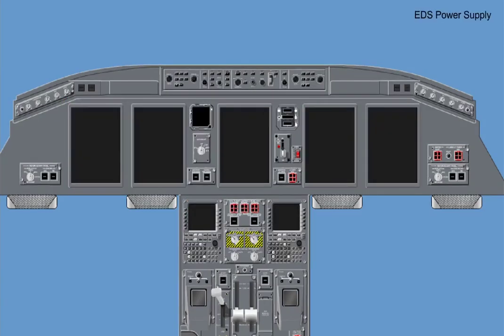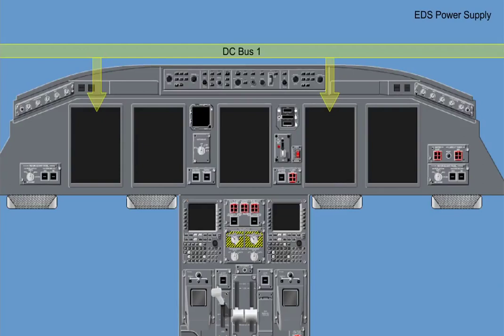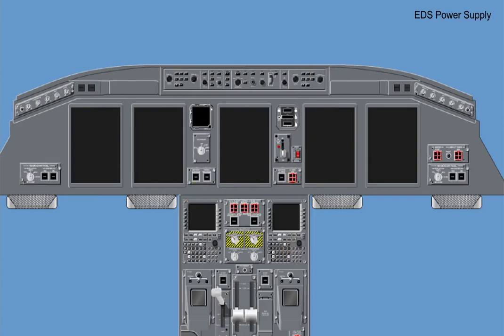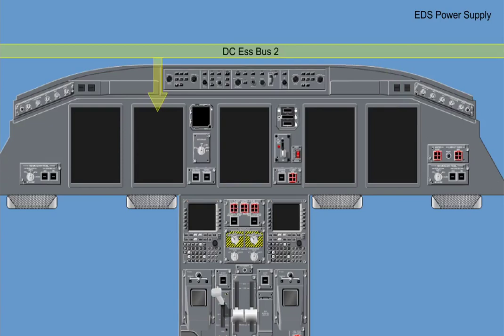All of the components require 28-volt DC power. The pilot's PFD, the co-pilot's MFD, the co-pilot's CCD, the pilot MCDU, and co-pilot's display controller are powered by DC bus 1. The co-pilot's PFD is powered by DC bus 2. The pilot's MFD and CCD and the co-pilot's MCDU are powered by the DC essential bus 2. The EICAS is powered by the DC essential bus 1. The pilot's display controller is powered by DC essential bus 2 via SPDA2.